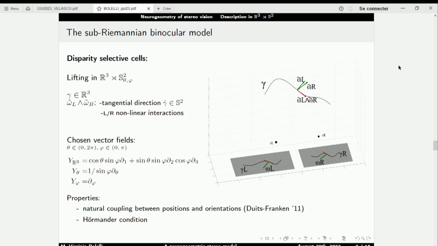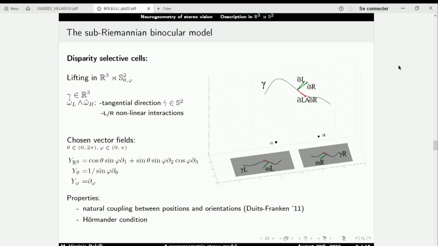So this result actually falls in the classical literature of curve matching, but we were able to connect it with the neural results proposed by Anzai, Ozawa, and Freeman, since these two-forms can be seen as embodying the nonlinear integration of the left and right monocular structures. So this induced the following choice for the considered vector field. We'll take the vector field Y_R3, which is the one that encodes the tangents to the visual stimulus, and then we'll consider Y_theta and Y_phi, which are vector fields regarding the orientational variables.